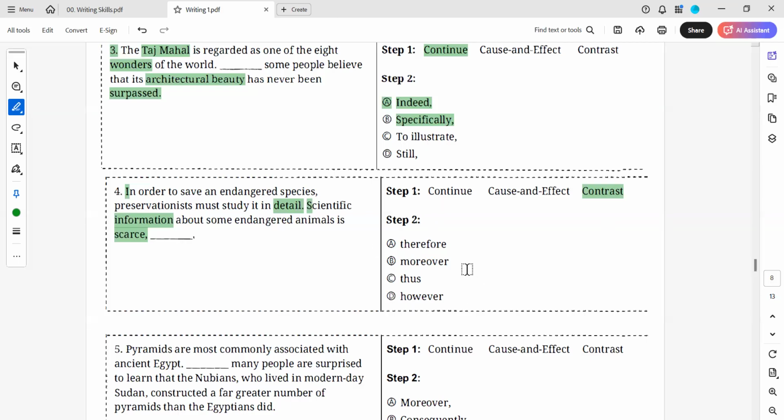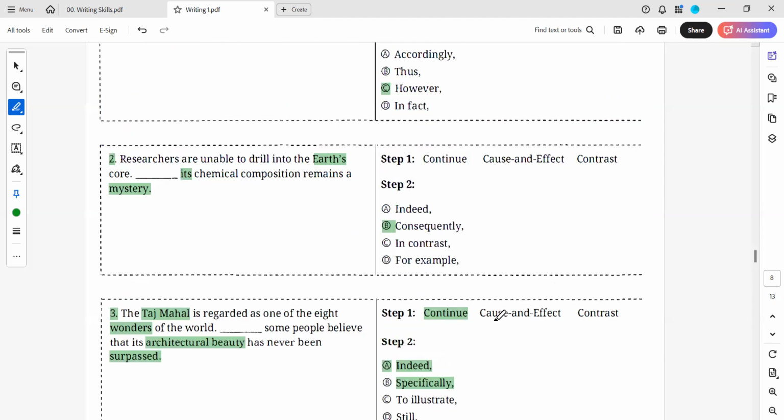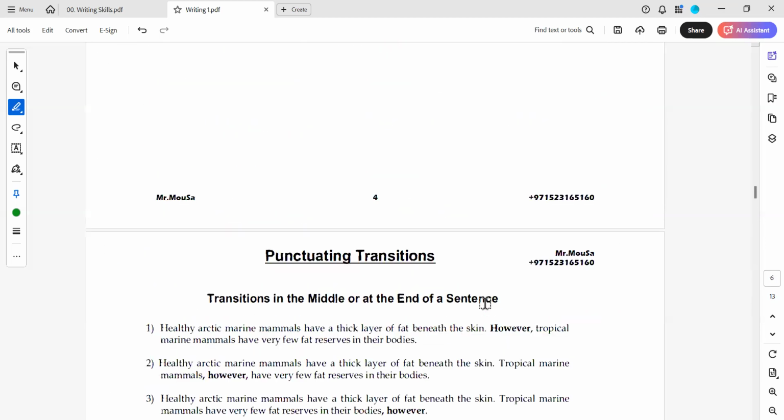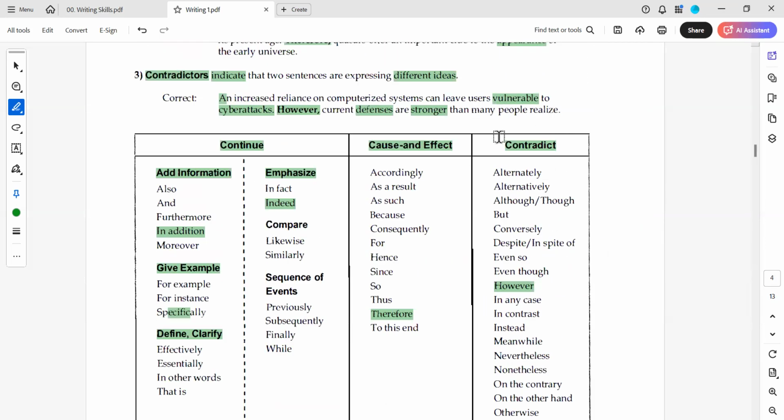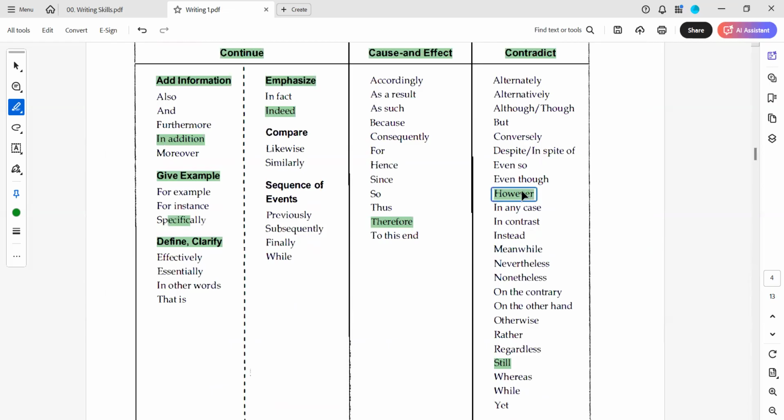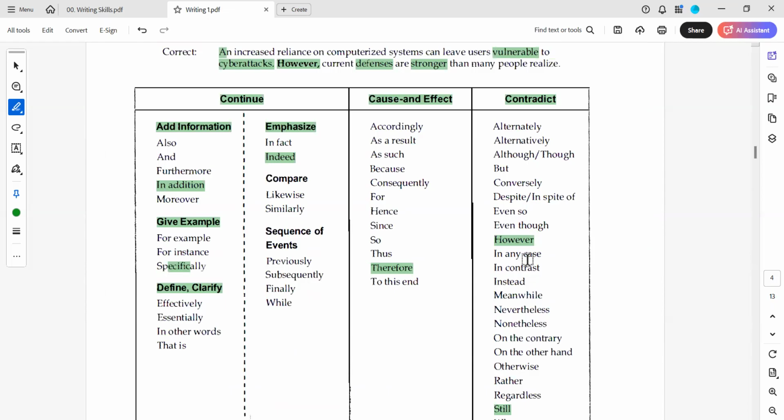Yeah, we said the most commonly tested contradictor is, however, okay? The most commonly used contradictor is, however. Back to page three. Remember what did we say in page three? The three classifications. And in contradiction, we said the most commonly tested is, however. Okay, you should know it very well. You need to know its function.